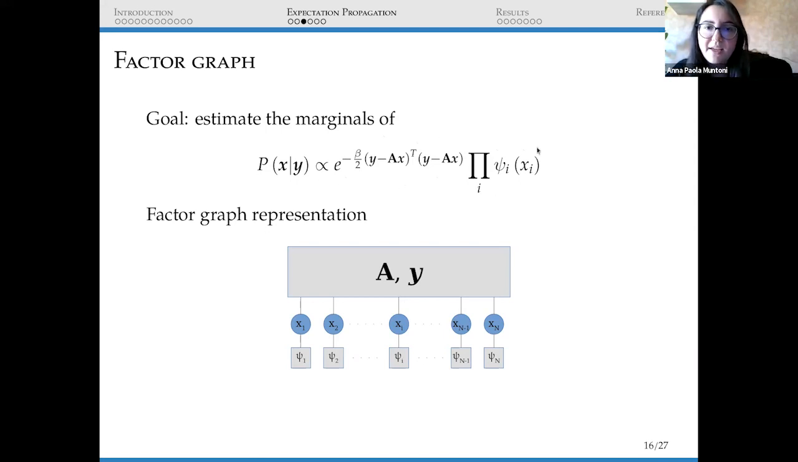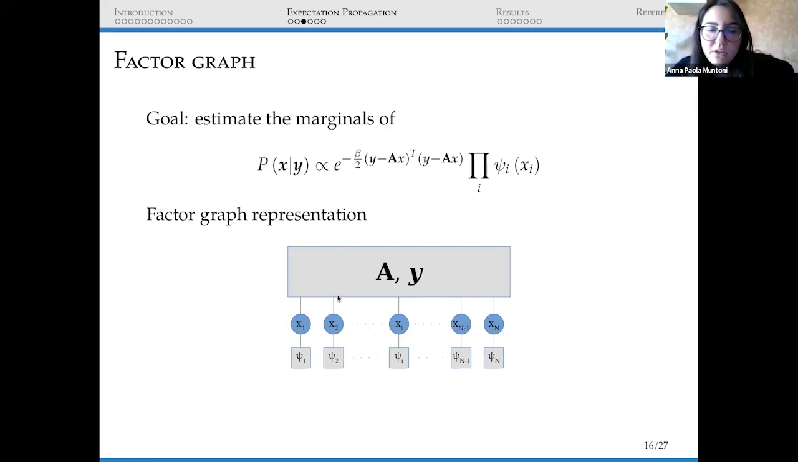How can we represent this probability graphically? What we use is a factor graph representation. I don't know if you're familiar with it, but very briefly, it's a way of representing constrained variables. In our case, our true variables are the x_i, and they will be represented as circles here. And the links connect each variable to the constraints they are subjected to.